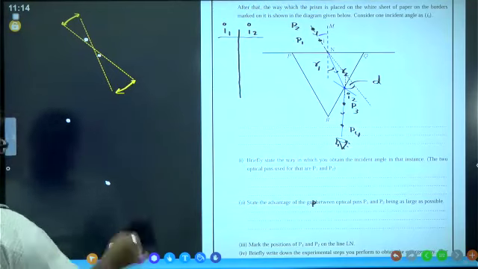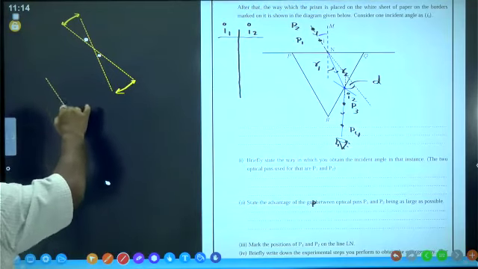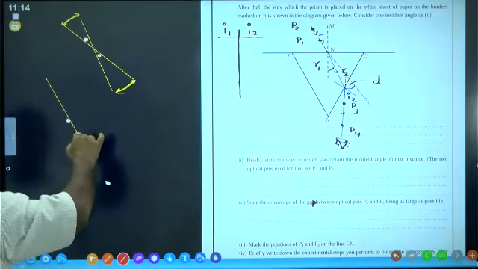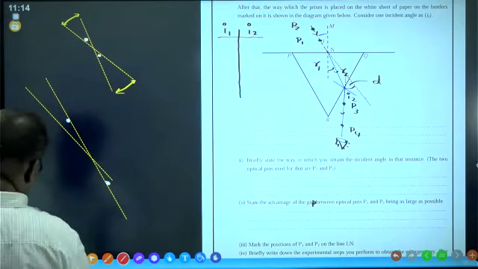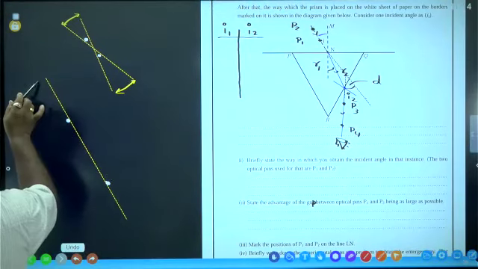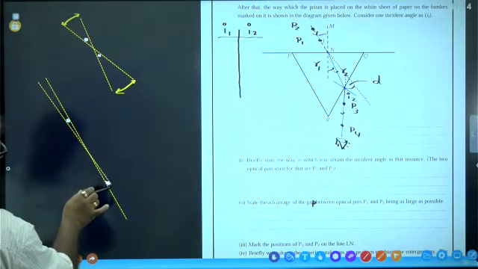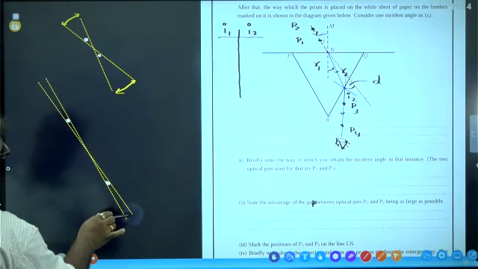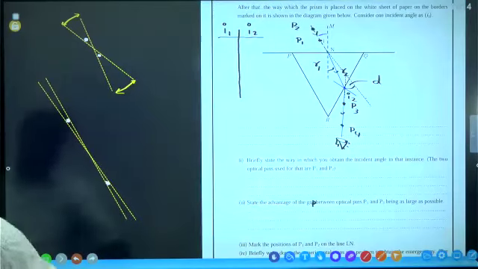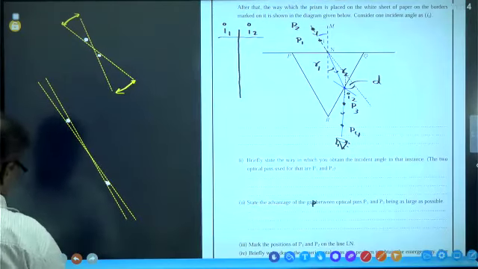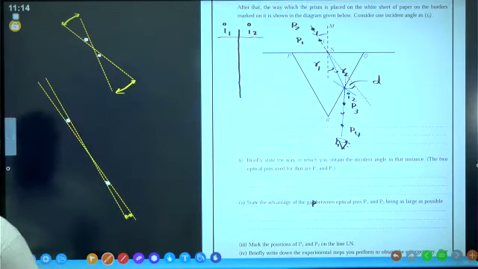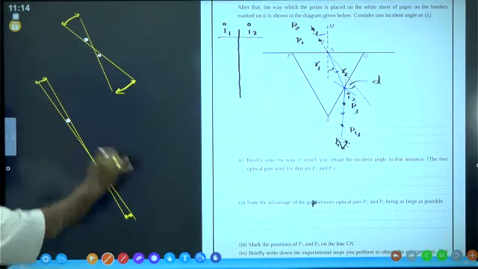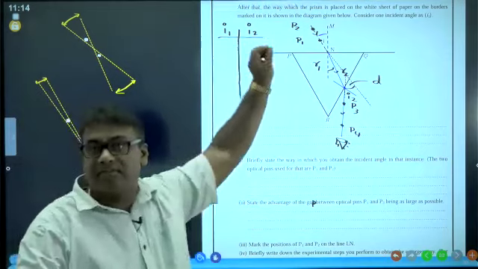But here, let's see. If this one is the incident light ray, right here, and right here, let's see. If they are at a relatively far away distance, you can see the deviation of the incident light ray is relatively low. Then a thin light beam can be decided with the path of the incident ray after placing P1 and P2.